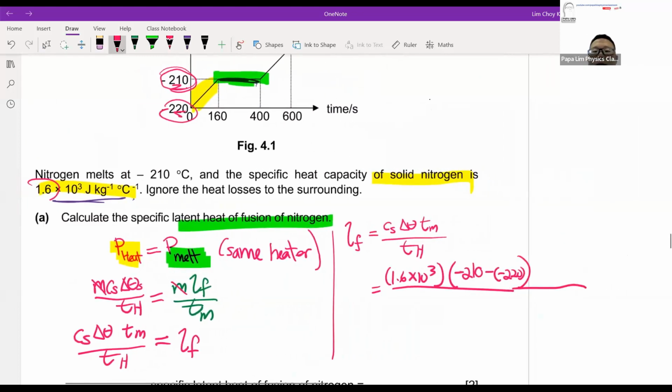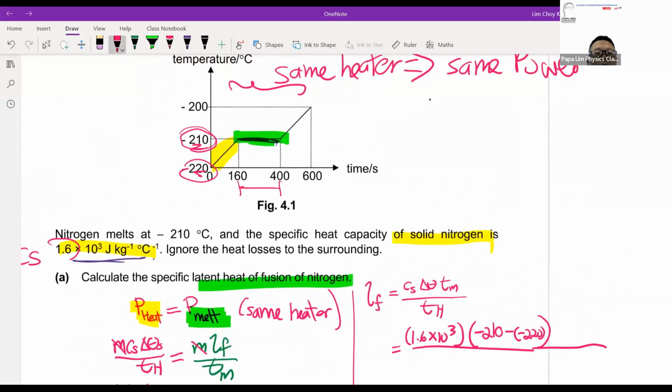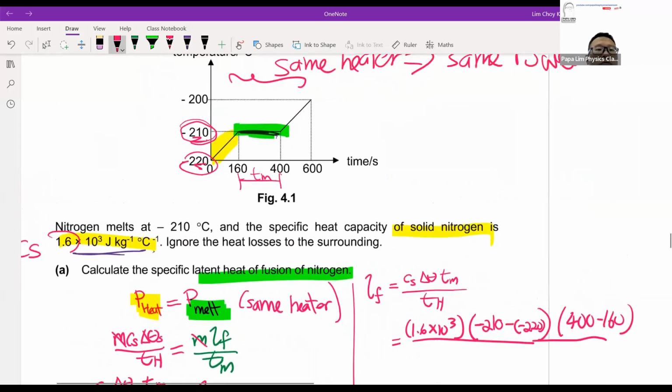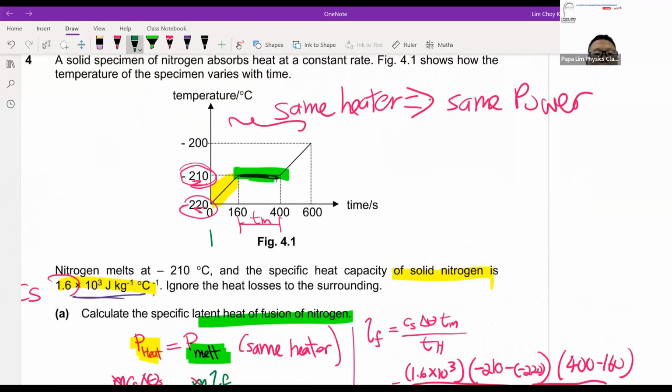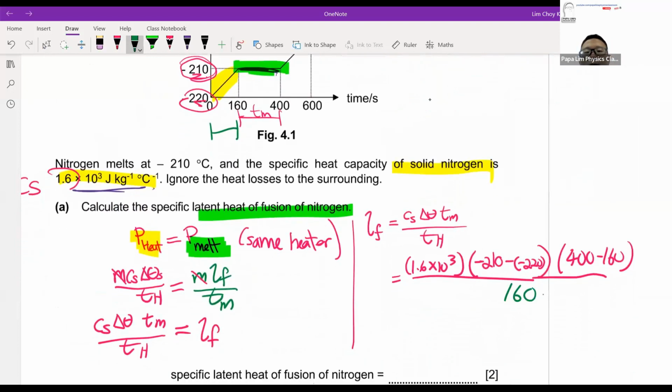Based on the question, Tm is the temperature needed to melt. Tm, the temperature needed to melt, is 400 and 160. So the time difference will be 400 minus 160. Temperature for heating will be quite straightforward, 0 to 160. So it will be just 160 seconds.